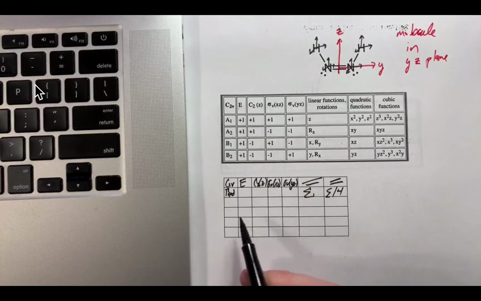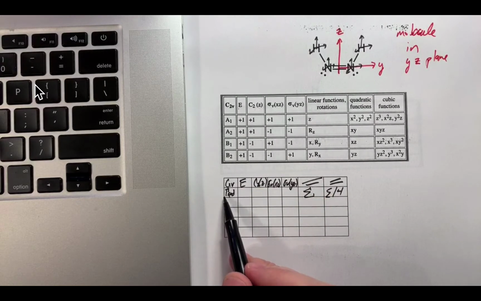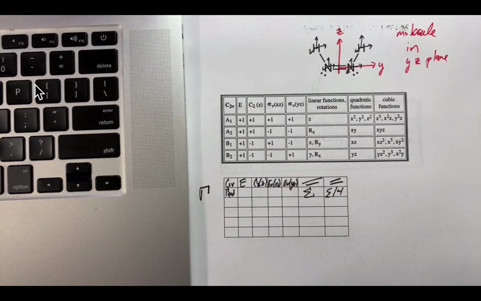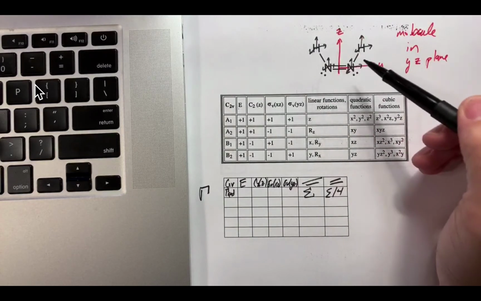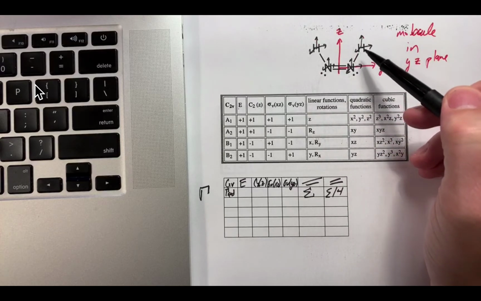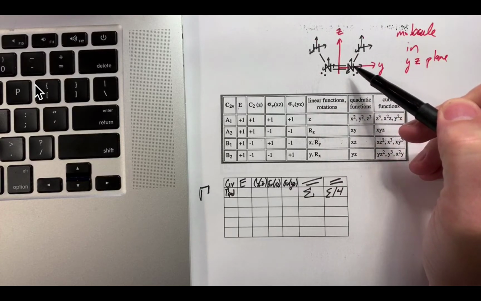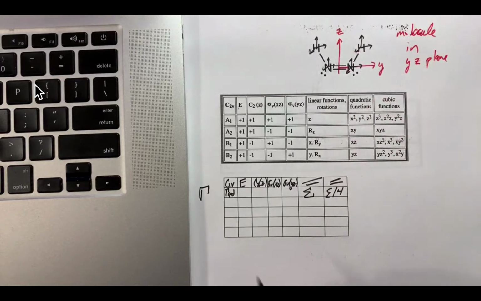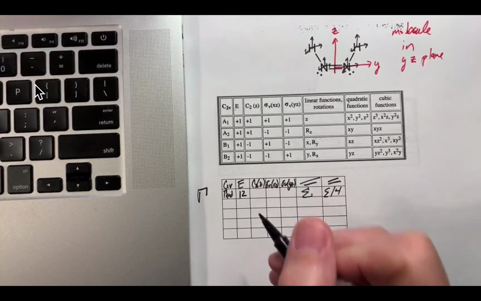That looks like the hangman symbol, if you're playing the game Hangman: gamma reducible. And then we're going to reduce that into the irreducible representations. The first symmetry operation is the identity, and the identity does nothing to the molecule, so of course all of the vectors are left unchanged. So 1, 2, 3, 4, 5, 6, 7, 8, 9, 10, 11, 12. So all 12 vectors are left unchanged.